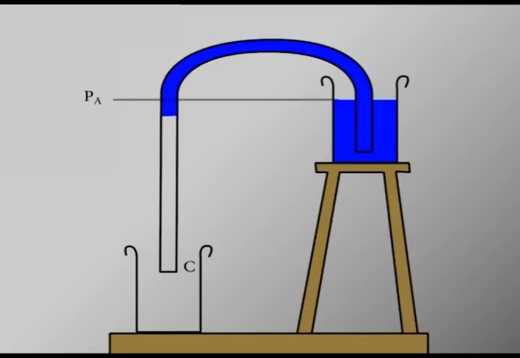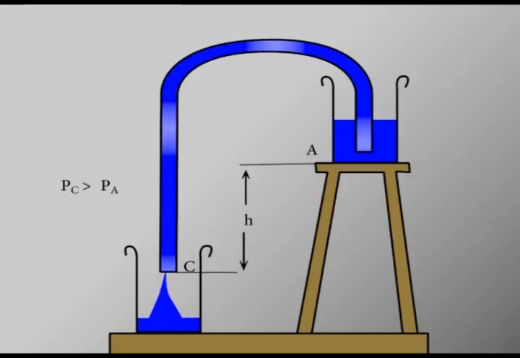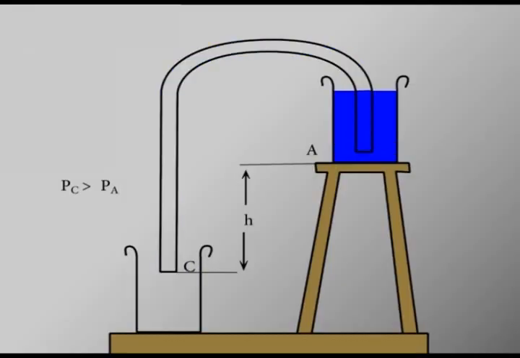The pressure at the surface of the liquid is atmospheric. Since the end C of the tube is below the surface A by height h, pressure at C is greater than that at the surface. The tube is first filled with the liquid. After this, the liquid will continue to run out so long as the end C is below the liquid surface.